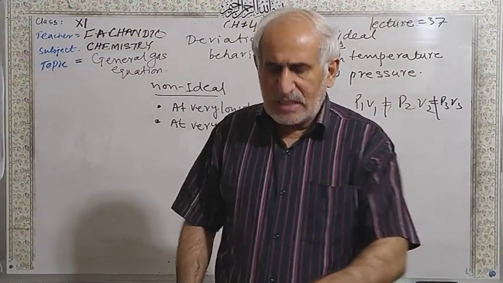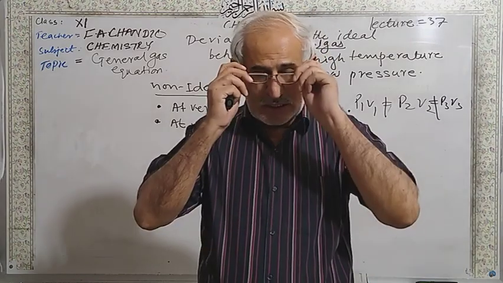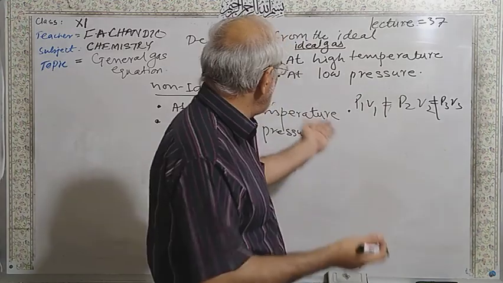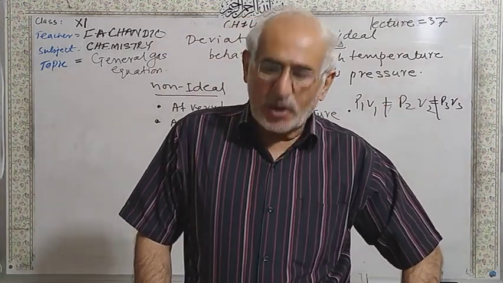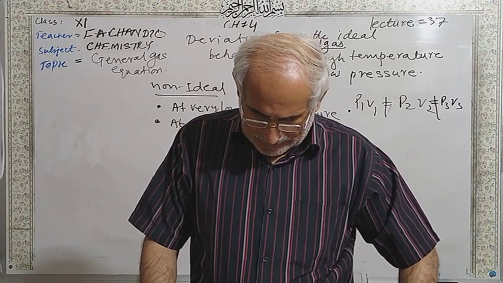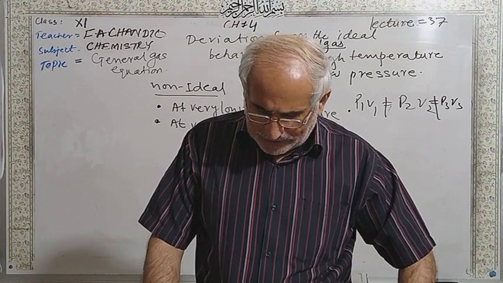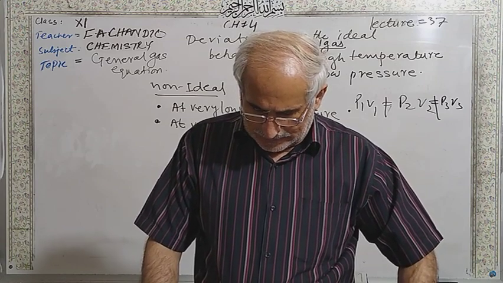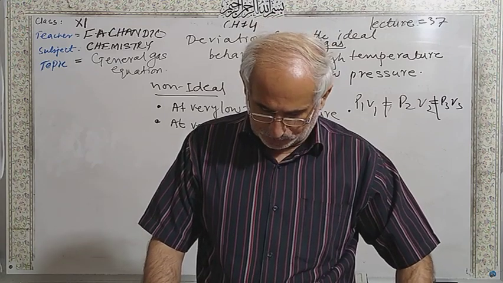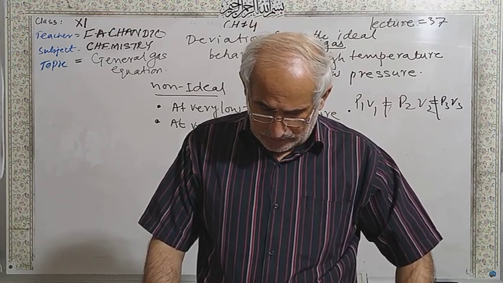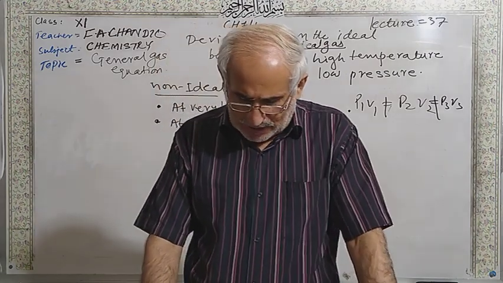According to this table, you will see the values and insert the values in here. You are seeing that all the values are not equal. The result of PV is quite different, while the temperature remains constant. So the cause of deviation, I told you, is the limitation of Boyle's law and Charles's law.